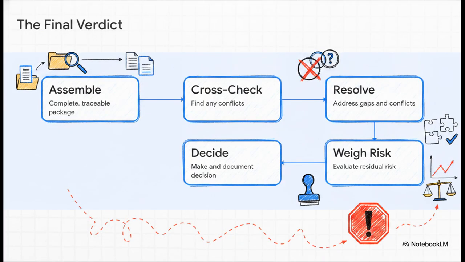To reach your final verdict, you follow this framework. First, assemble the complete traceable package. Second, cross-check everything for conflicts. Third, resolve every single gap and conflict you find. Fourth, weigh any residual risk based on trends and history. It's only when the batch impact is fully, completely understood that you can safely make and document your final certification decision. If there's a missing investigation report, you pause. You don't just assume it was minor and certify it anyway.